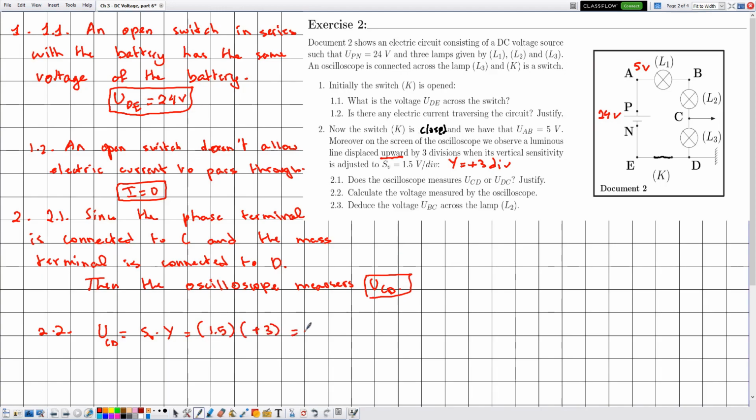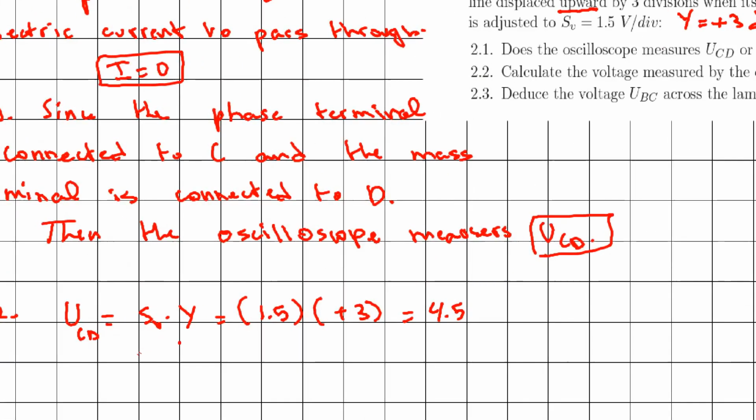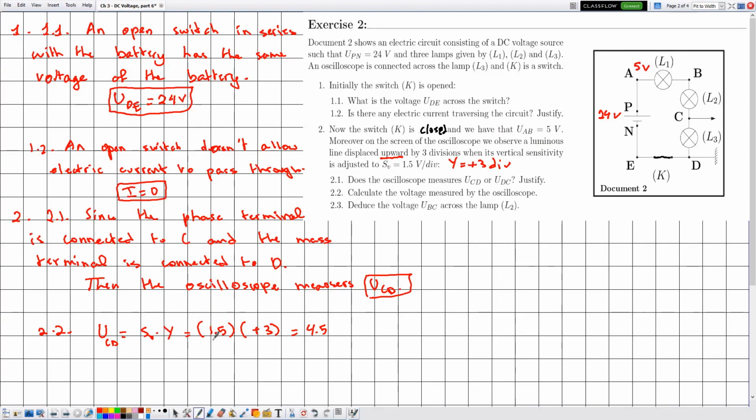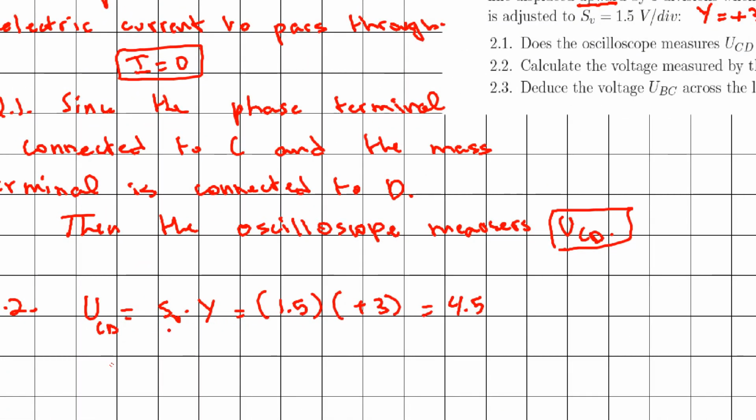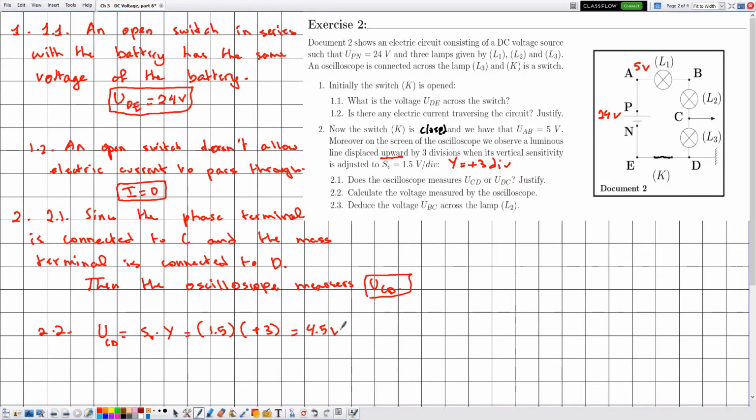This will give us 4.5. Because Y is in the SI and SV is in the SI, the value of U will be in the SI, which is given by volts. Therefore, UCD is equal to 4.5 volts.